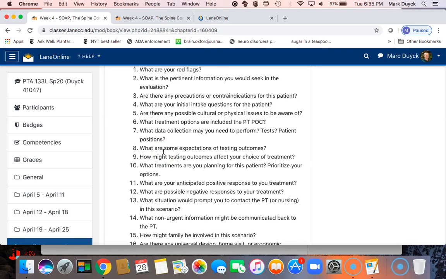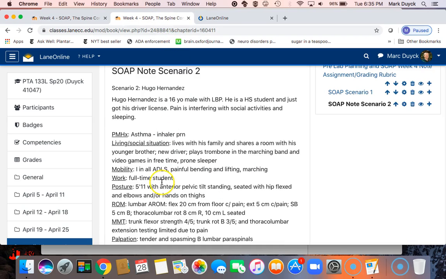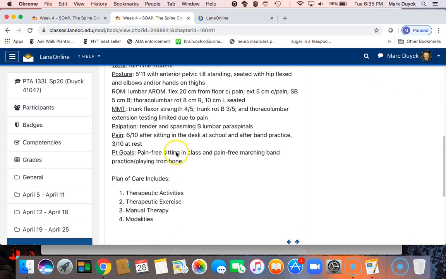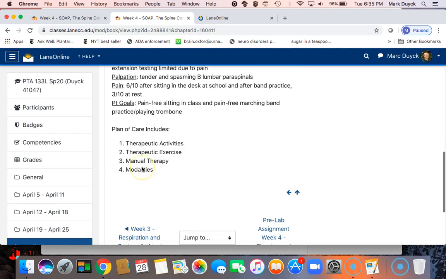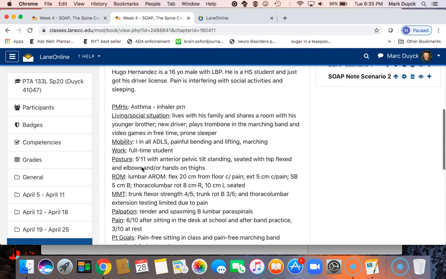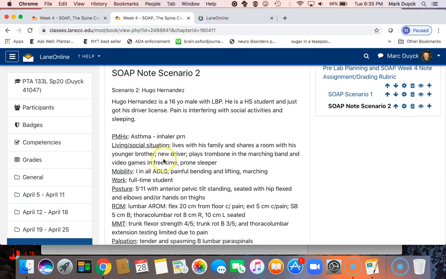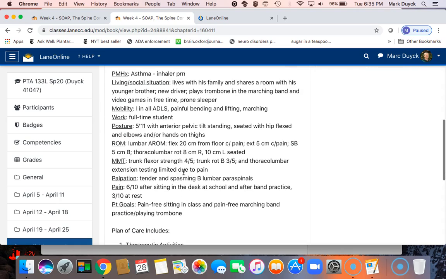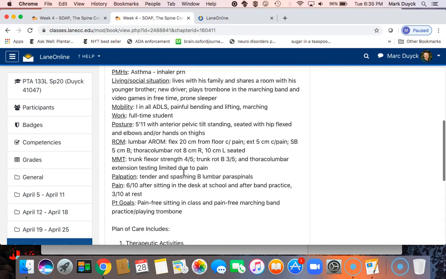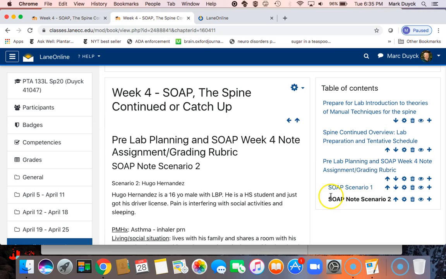What treatment options are included in the PT plan of care? So we look at this one, right? We see goals, we see a plan of care, but we really don't see a ton of short-term goals here, do we? We just don't. It's patient goals. So that's, again, a question for you to answer.